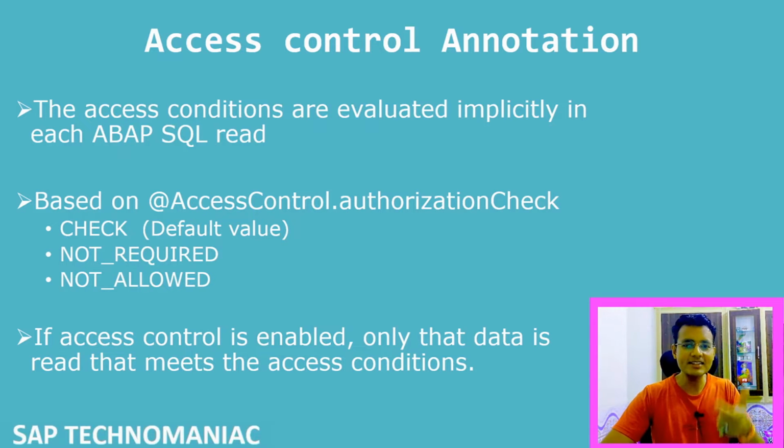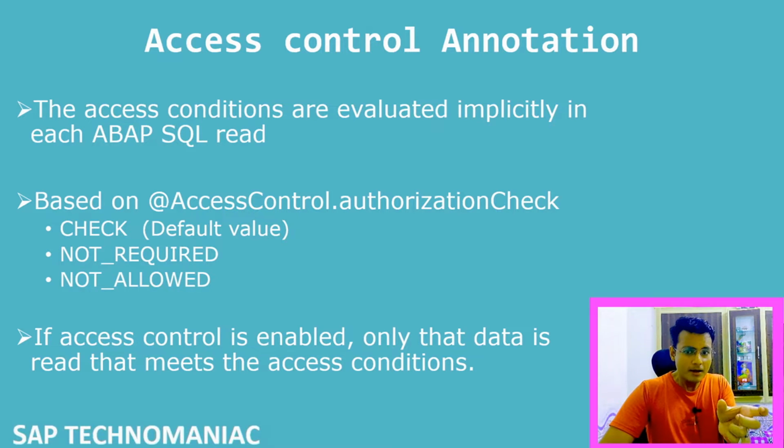If we give access control authorization check equal to check, which by default is the value if we don't define this annotation in our CDS view. When I talk about the CDS view, I mean CDS view entities and CDS table functions as well. I'm not talking about abstract CDS views, or abstract CDS entities. For those, this is not applicable. We will talk about abstract CDS entities in some other video.